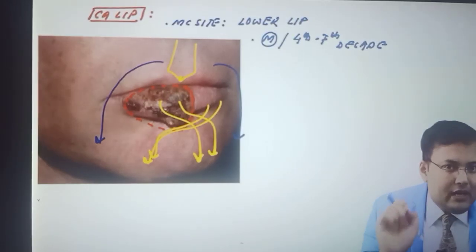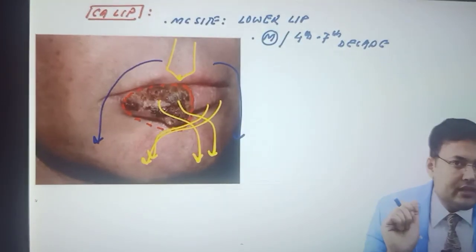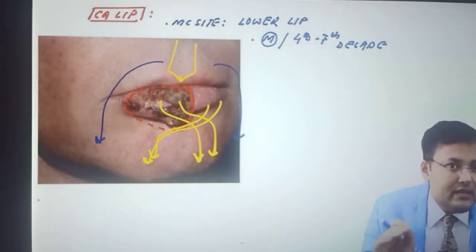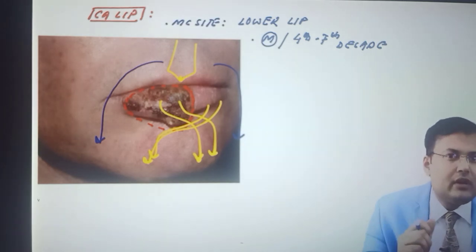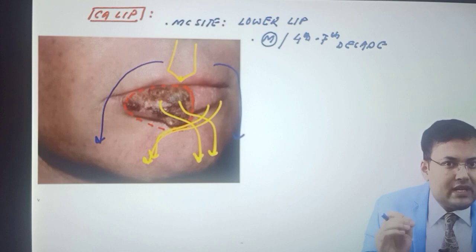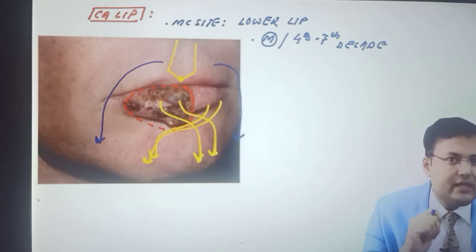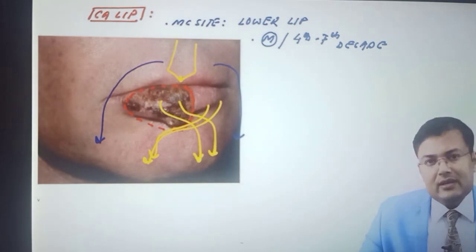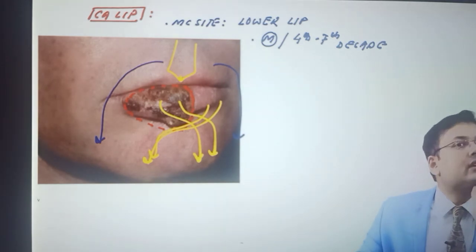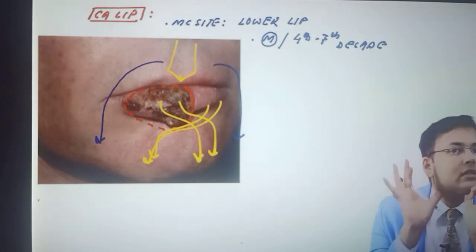We discussed that lymph node metastasis is most common with carcinoma tongue, and least common with carcinoma lip. If carcinoma lip is not given as an option, then you have to go for carcinoma hard palate. So lymph node metastasis is least commonly associated with carcinoma lip, and generally these patients come with lymph node metastasis when the malignancy is highly advanced. Most commonly involved are the submental and submandibular groups.